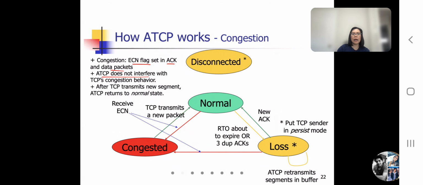And then when TCP transmits a new packet, that means TCP reduces the window size, retransmits the lost packet, and transmits a new packet. That means everything is back to normal. Okay. All right. So that is the congestion problem.